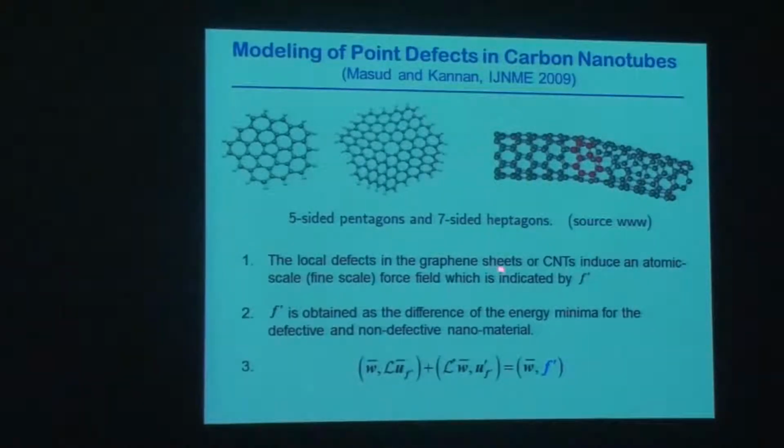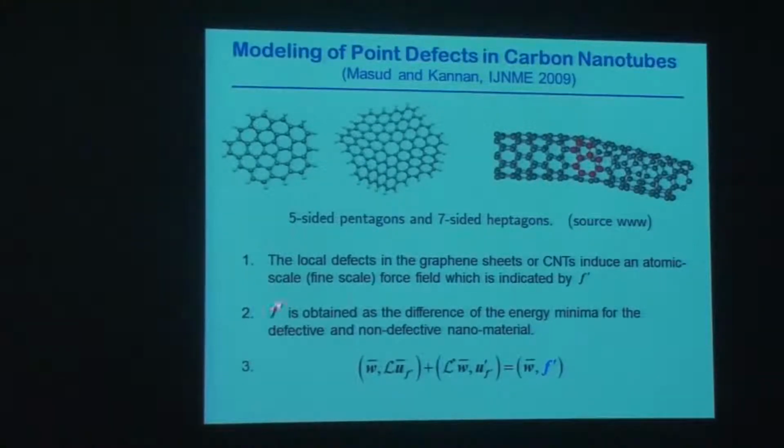So these local defects in graphene sheets or CNTs induce an atomic scale, fine scale forcing field because the bond lengths and bond angles are not the same as those of the virgin material. So the question is, how can this be brought into the whole framework? For that, we'll look at this F prime. We'll derive F prime.